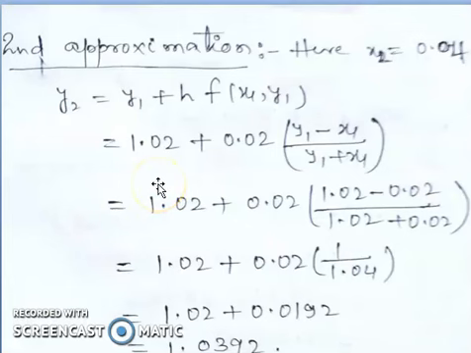Now the second approximation: the second interval of x is 0.04, and the formula for the second approximation of Euler's method is y2 equal to y1 plus h of f of x1, y1. So y1 equal to 1.02, the value of h is 0.02, and f of x1, y1 becomes y1 minus x1 divided by y1 plus x1. On substituting the values of y1 and x1, it becomes y2 equal to 1.0392. So this is the second approximation result of Euler's method.